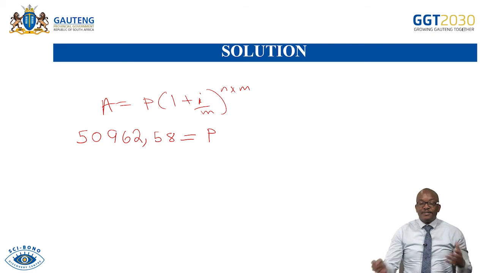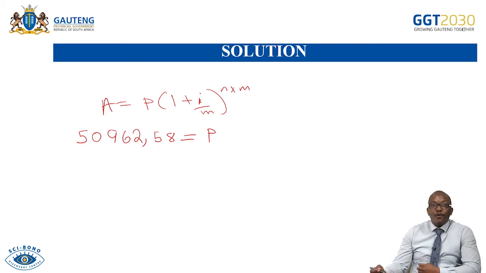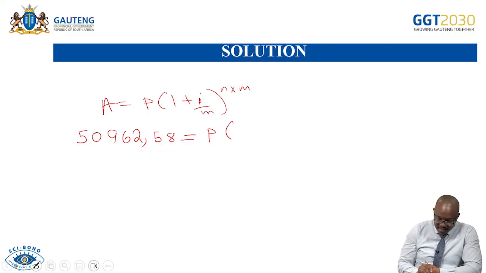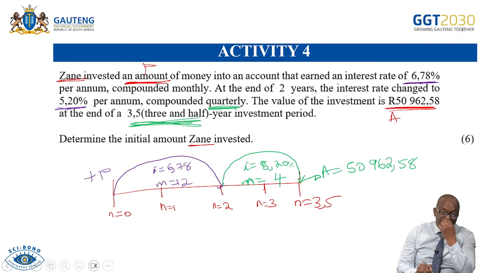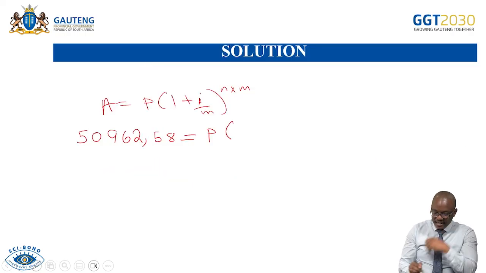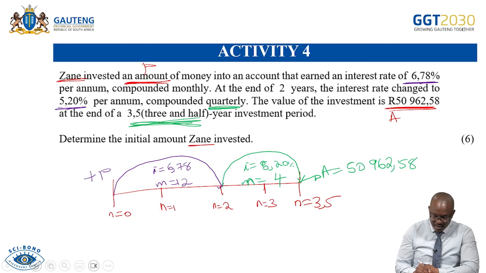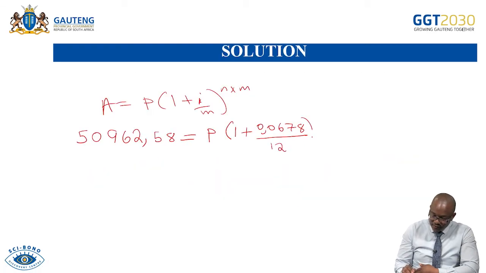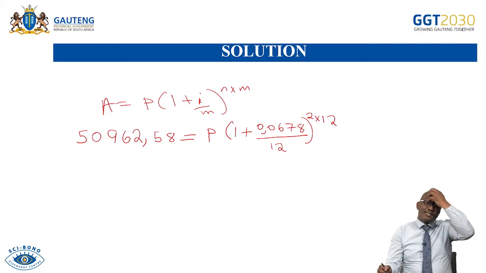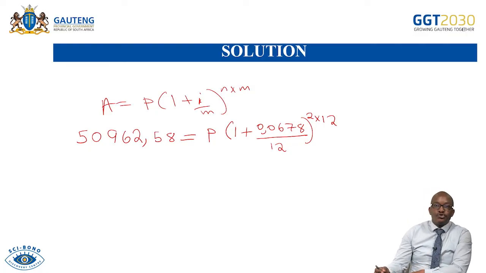It's equal to P. Remember, we don't know what P is. P is the money that should be invested. Then we add the interest on that amount. For the first 2 years the interest was 6.78. If we divide it by 100, we get 0.0678 all over 12, because it says compounded monthly, to the power of 2 multiplied by 12. That is the interest for the first 2 years.